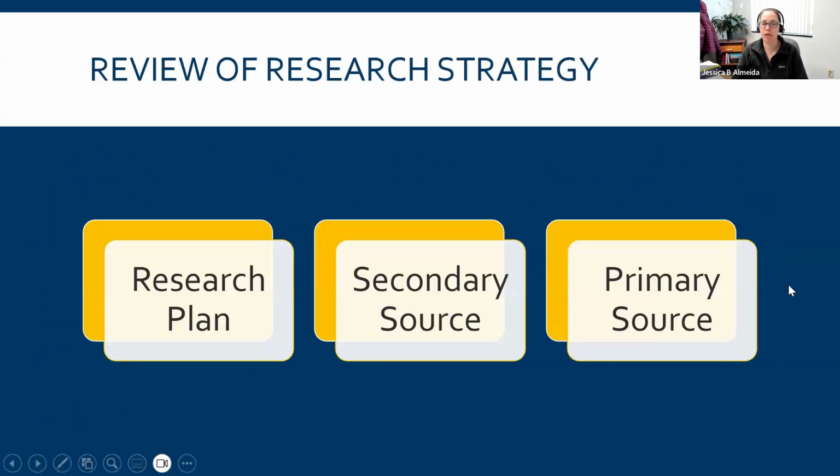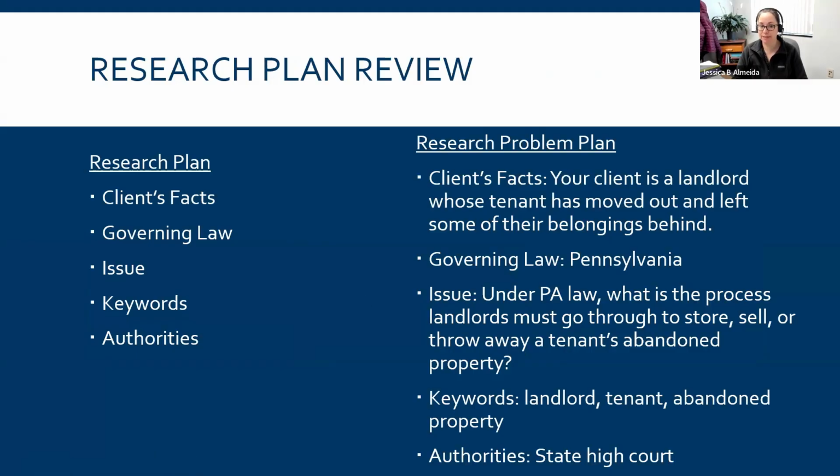So first, let's just quickly review research strategy. We're going to come up with a research plan. We're first going to look in secondary sources. Hopefully, secondary sources will give us an introduction to the issue and get us to the primary sources. So the cases, the statutes, the regulations. Once we find our primary source, we will then validate that source and use citators to find additional cases. Let's start with our research plan.